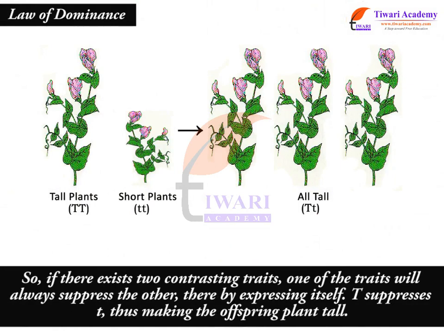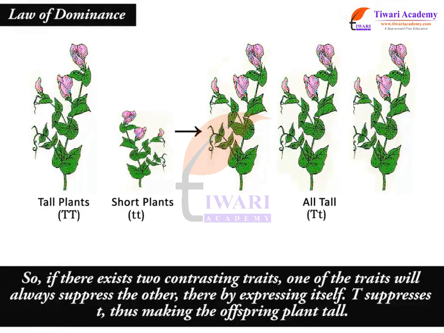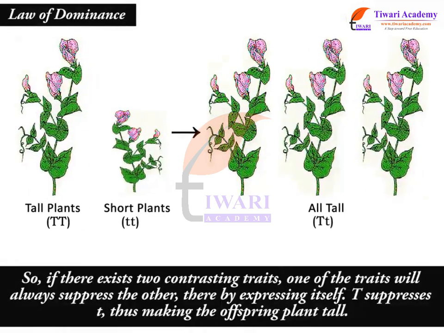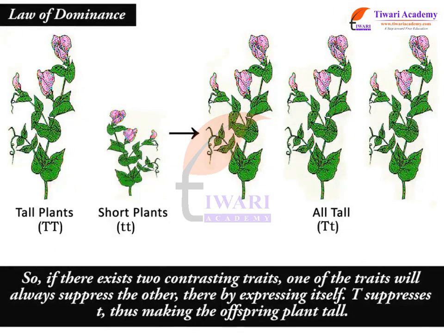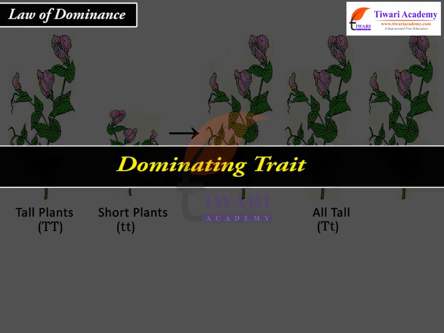So, if there exist two contrasting traits, one of the traits will always suppress the other, thereby expressing itself. T suppresses t, thus making the offspring plant tall. Such a trait is known as a dominant trait.